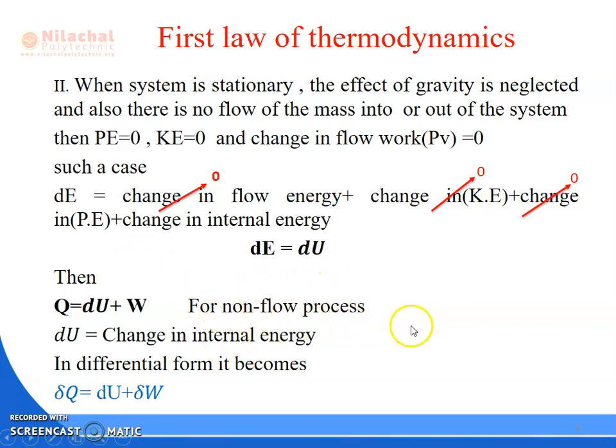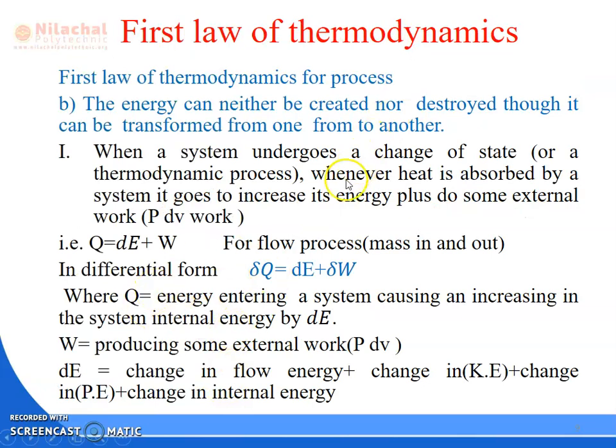That is a closed system where there is no mass interaction. What is your du? Change in internal energy. In differential form, it becomes del Q is equal to du plus del W. This is for which system? This is for non-flow system or closed system. That Q is equal to dE plus del W, that is for which system? That is for flow system, where dE is the change in flow energy, change in kinetic energy, change in potential energy, change in internal energy. All are for flow system.